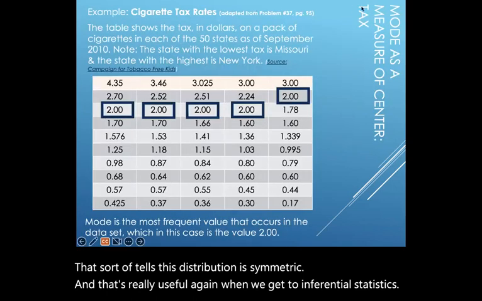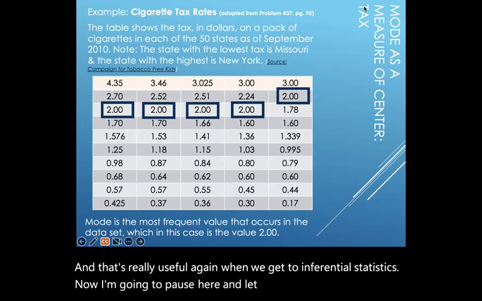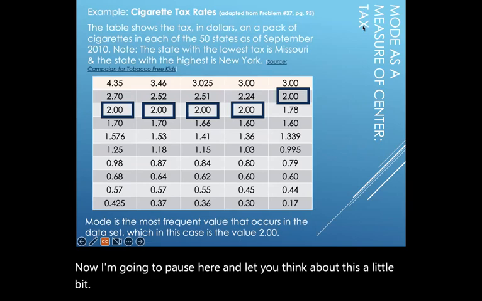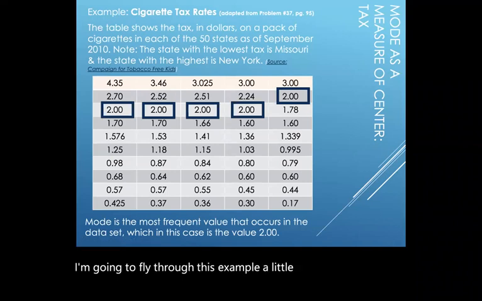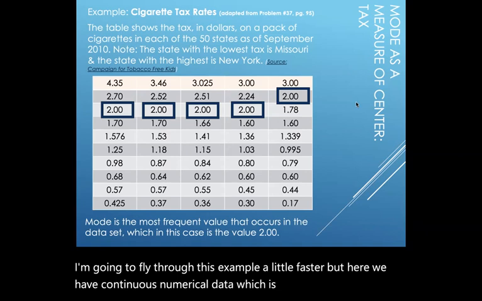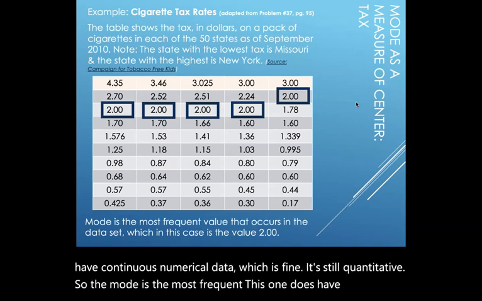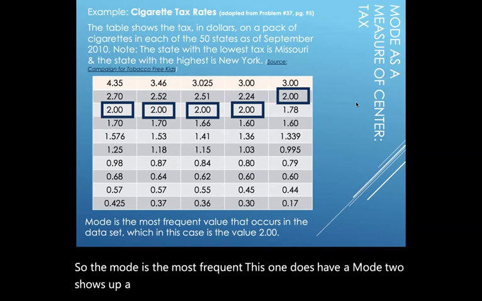Now, I'm going to pause here and let you think about this a little bit. I'm going to fly through this example a little faster, but here we have continuous numerical data, which is fine. It's still quantitative. So the mode is the most frequent. This one does have a mode. 2 shows up a lot. So that would be the mode.